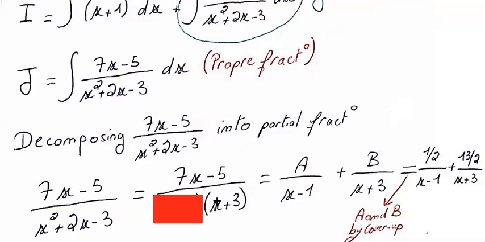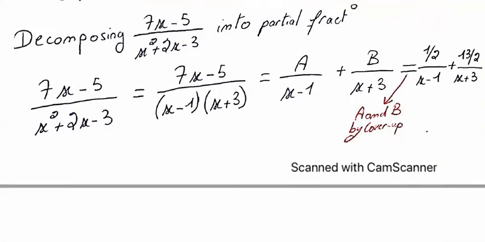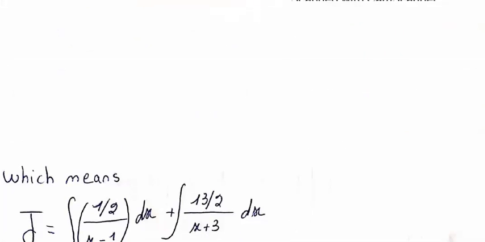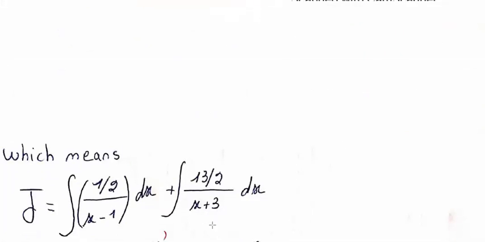A is half. To find b, we cover x plus 3, and we replace in what remains x by minus 3. So we get here minus 26 over minus 4, which is 13 over 2. So b is 13 over 2. More details about the cover up method in another video that you can watch if you like. So I decomposed this proper fraction into two partial fractions.